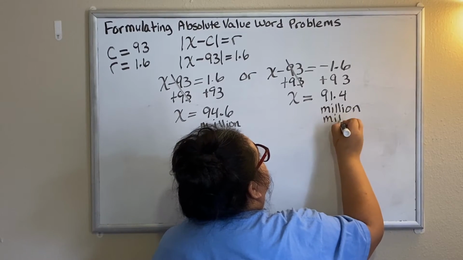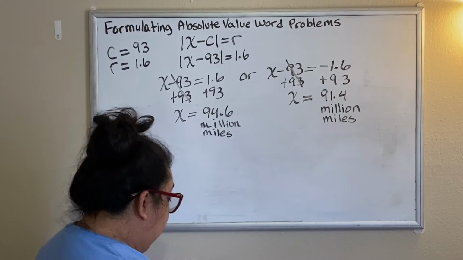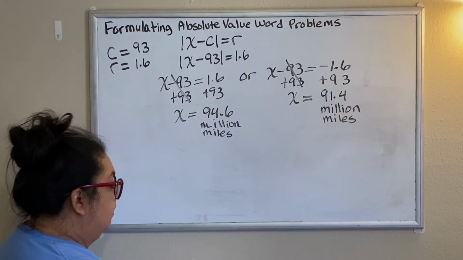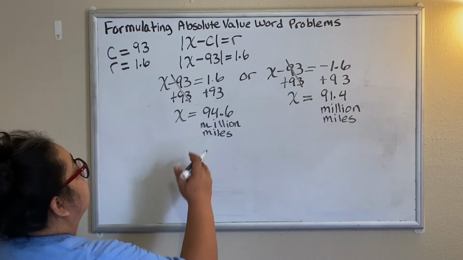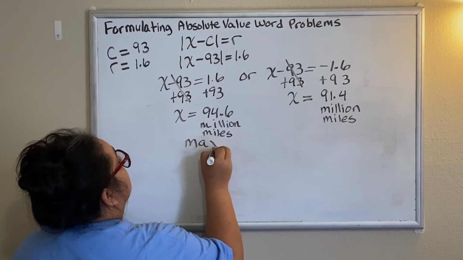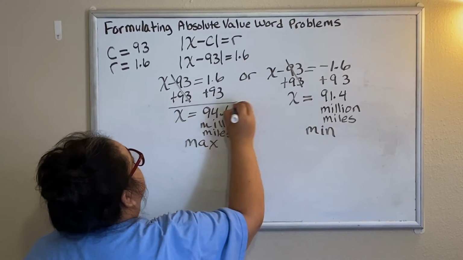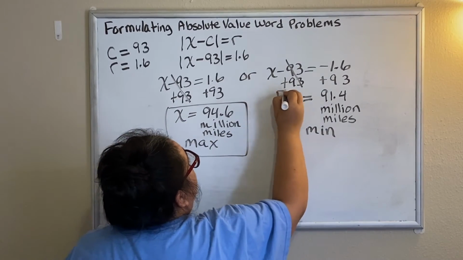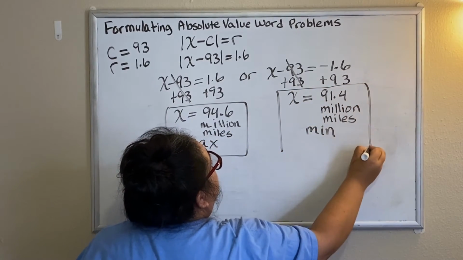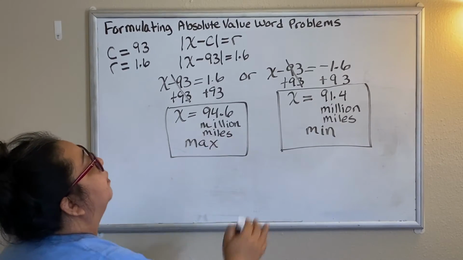of miles. Okay, and then the question says, what are the maximum and minimum distances of the Earth from the sun? So the larger value must be the maximum. So this must be our max, and this must be our min. And we are done solving for how many miles is the average distance that the Earth is from the sun for the maximum and minimum values.